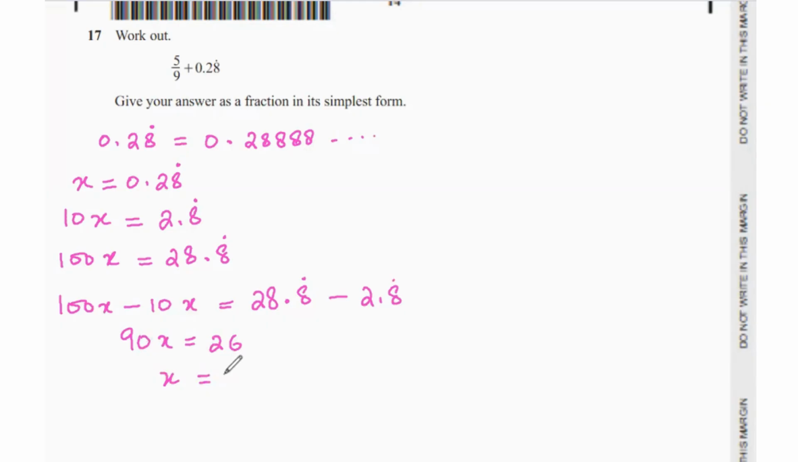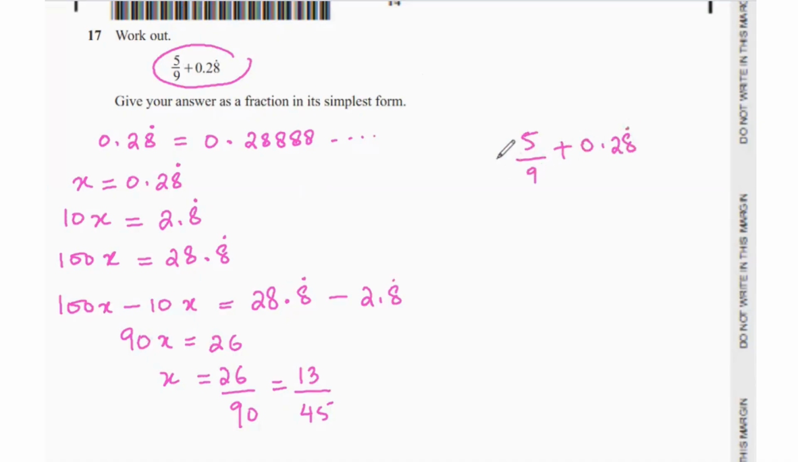X would be 26 over 90, which we can simplify to 13 over 45. Now, the question was asking us to work out 5 over 9 plus 0.28 recurring. So 5 over 9 plus 0.28 recurring is the same as 5 over 9 plus 13 over 45.